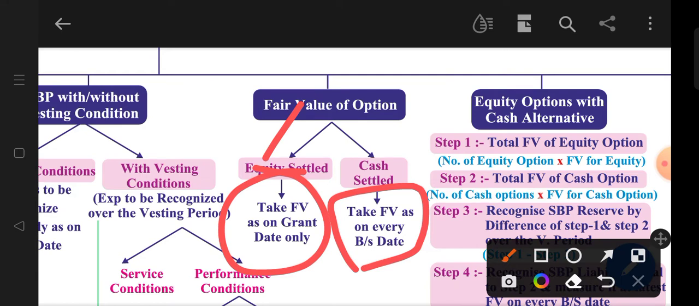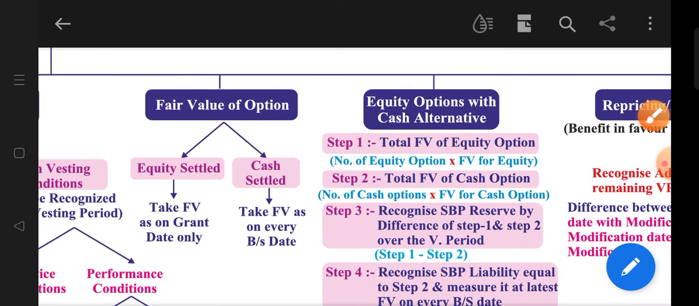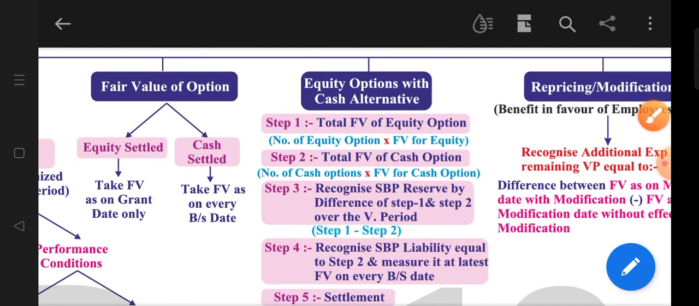What is the fair value we have to take? In case of equity settled, we have to take the fair value as on the grant date. In case of cash settled, as on the balance sheet date we have to take the fair value. Okay, next we have to see the equity options with a cash alternative.